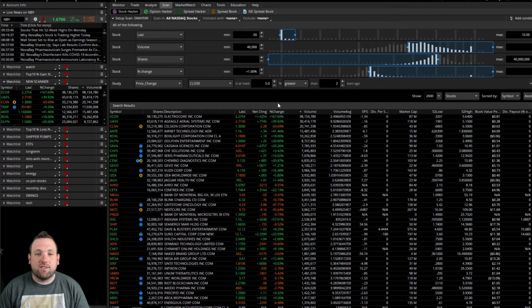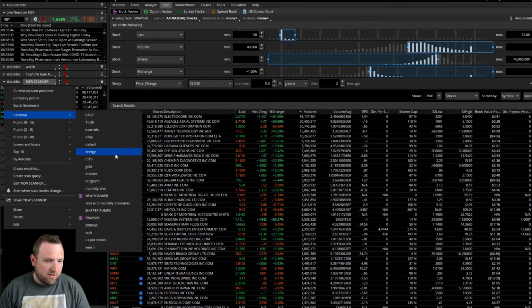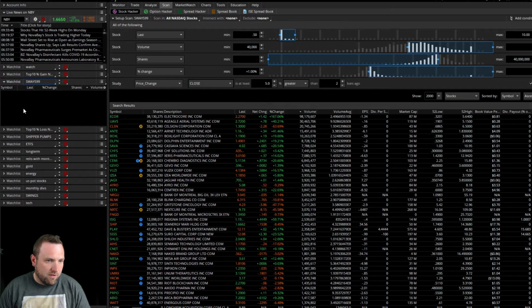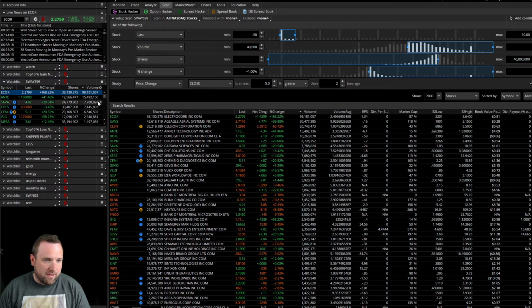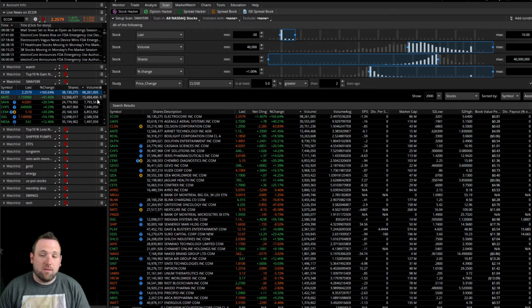So if you want to set this scanner up, and I usually have it over here in my sidebar, that way I can see if any stocks happen to be popping up right in the first 30 minutes, or even if it's later in the day, you can look through and see: is there something new on this scanner that's getting a lot of volume, and you might be able to catch a stock before it starts ripping with this scanner.